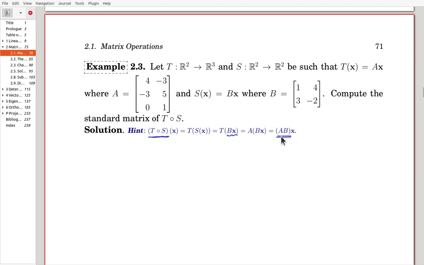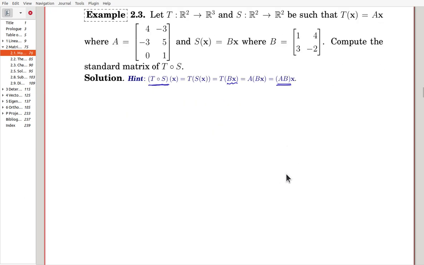Right? Okay. B is the standard matrix for S, and A is the standard matrix of T. So you have to keep the order the same. T composition of S has standard matrix A times B, not B times A.